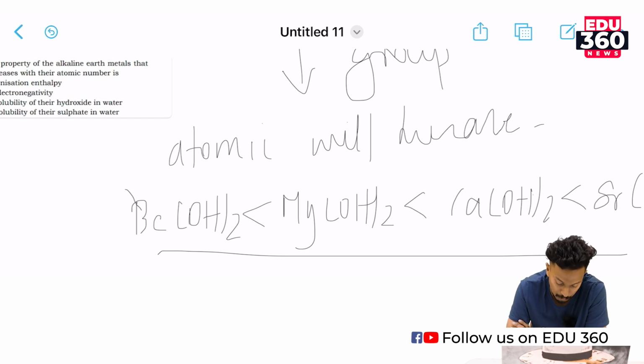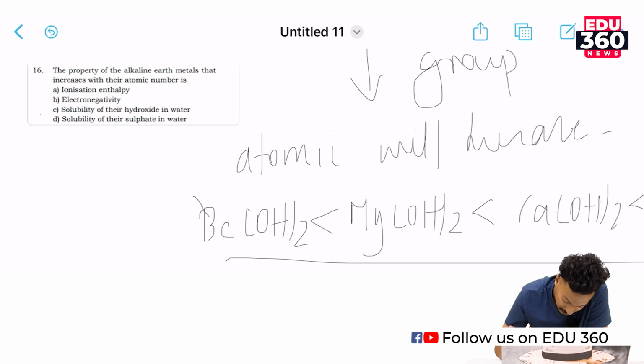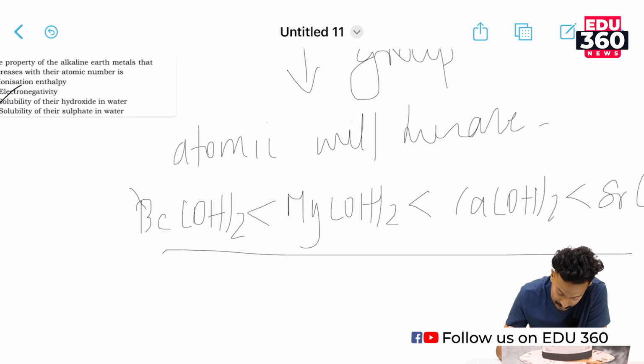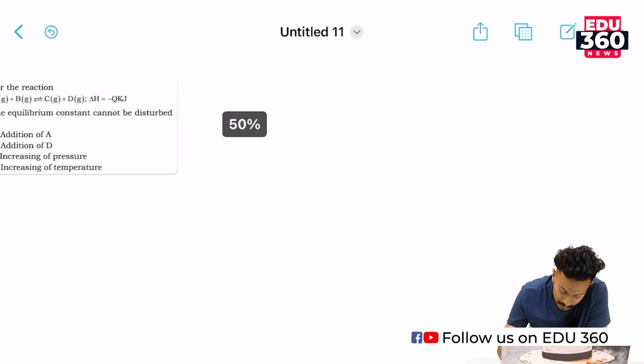The correct option would be option number C, which is that the solubility of their hydroxides increases in water. Option number C is the correct answer. Moving on to our next question.